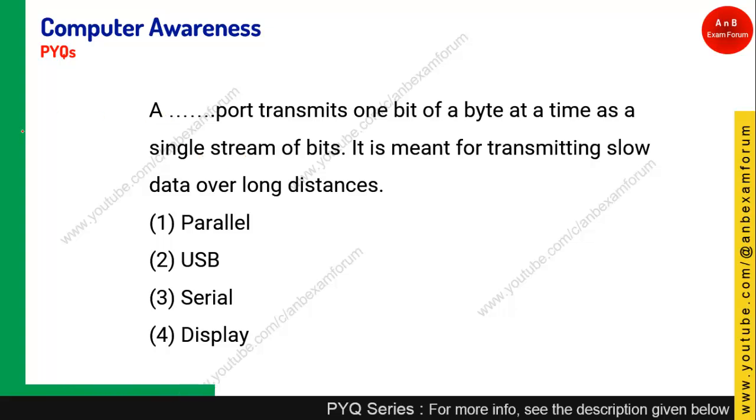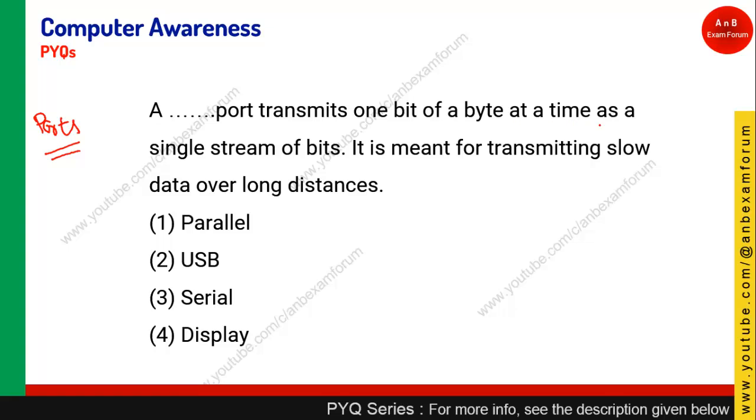The next question is from the chapter ports from the computer and basics. A dash port transmits 1 bit of a byte at a time. Okay, it is meant for transmitting slow data over long distance. Okay, so since this port is used to transmit a single bit at a time, parallel port will not be your answer. Display port will also not be your answer. Okay, so this is USB, that is universal serial bus, and serial port. Okay, so you have these 2 options.